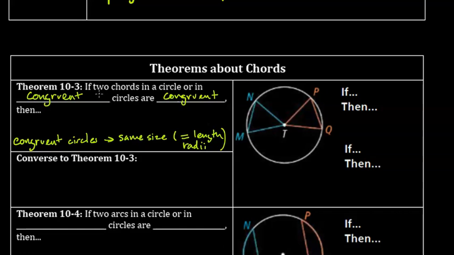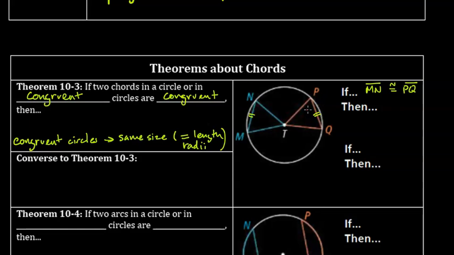It means that I could be looking at two chords that are in the same circle, or two chords that are in different circles that are the same size. So if those chords are congruent, let's think about what would happen. If we look at this diagram, and I told you that segment MN was congruent to segment PQ, both of those are chords, they both have endpoints on this circle T. If they were congruent, what geometrically interesting thing might you be able to conclude?